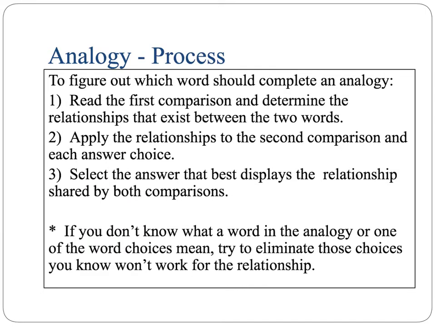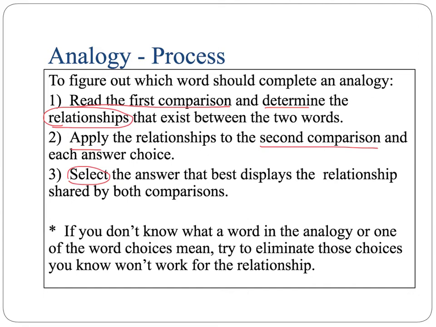Okay, so we're going to go through the process of how to find the correct word to complete the analogy. So what you're going to do first is read the first comparison and then determine the relationship that exists between the two words. So the relationship there is the most important part of the initial step. Then you need to apply that relationship to the second comparison. Then you will select your answer based on the word that correctly completes that relationship or the comparison.